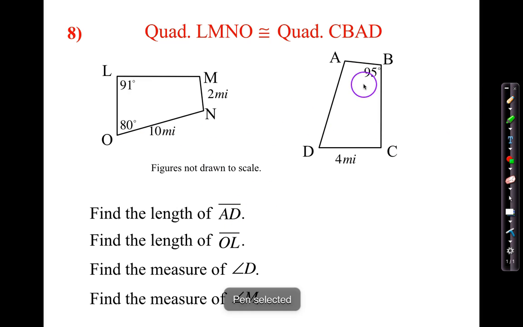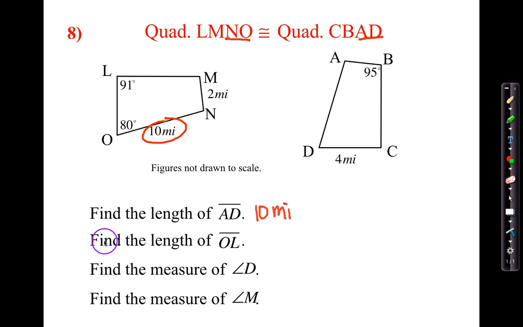Well, here, segment AD, we don't know that, but we do know that AD corresponds to NO, which we fortunately know the measurement of. NO is 10 miles, so therefore I know that the line segment AD must also be 10 miles.